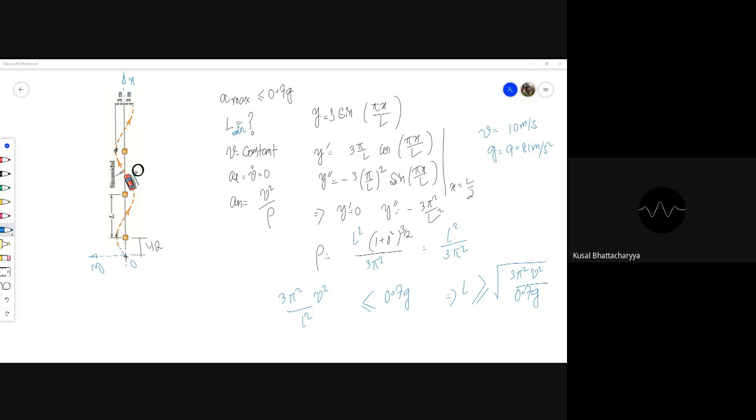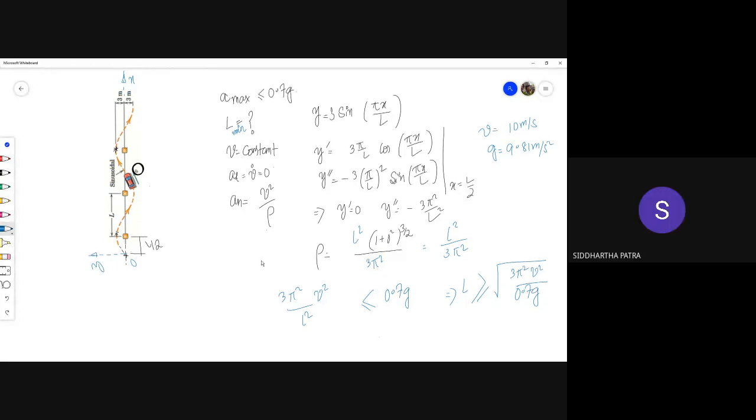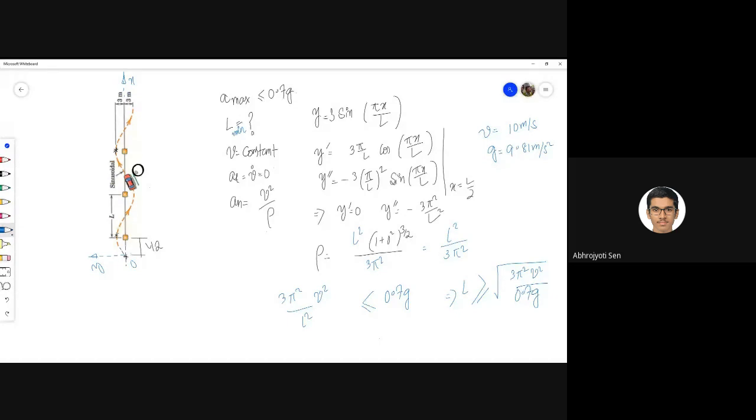Sir, it is coming 431.61 meter. Okay. Pardon, sir, what was it? I missed it, what did you say? I mean, sir, the answer you just said, 20.7? 431 point four something, 431.61.